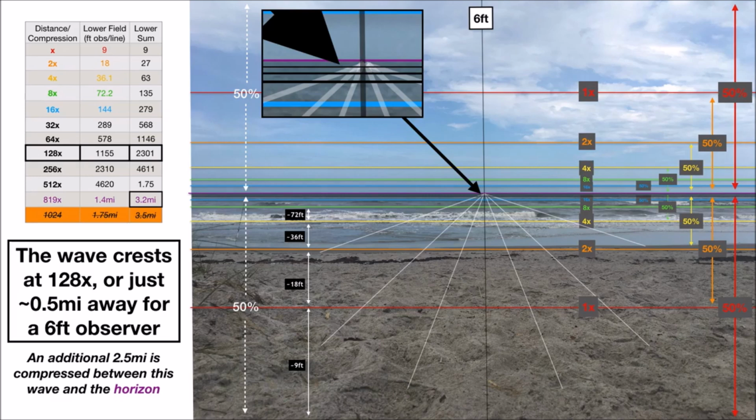And by the time you get to the arrow point, it's only about a half mile, which means that if I'm a 6-foot observer and I see 3 miles, then I'm cramming 2.5 miles between the very top black line and the purple line horizon, which is quite a lot of information to be crammed in such a small space.